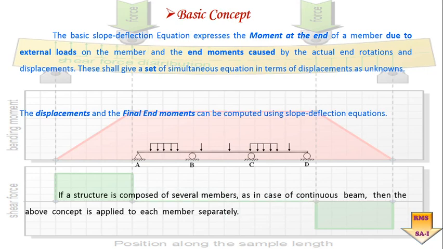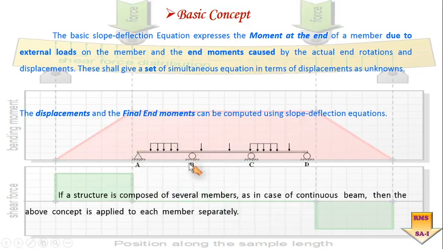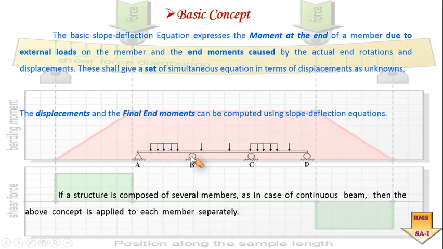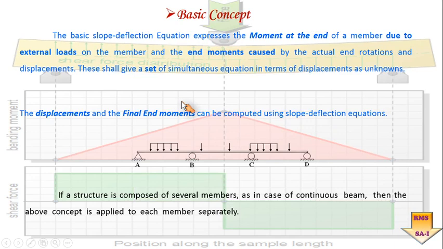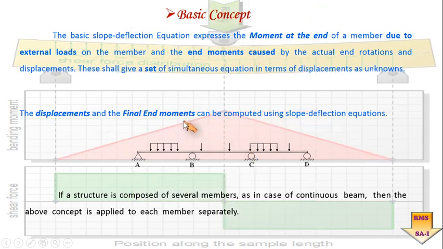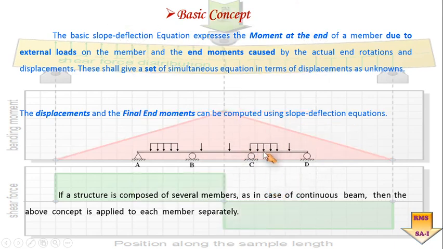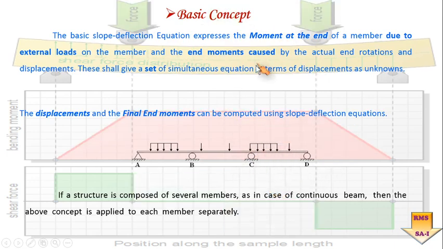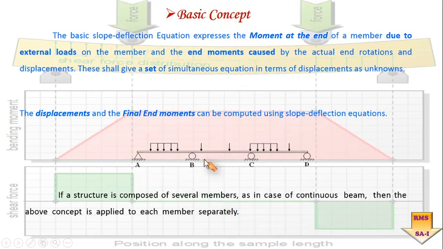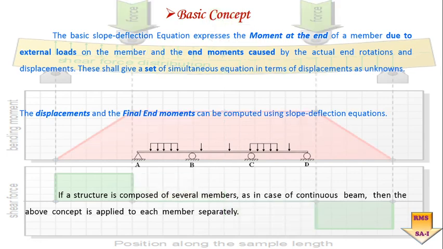Now, when it comes to a continuous beam, how is it to be applied? It's very simple. Consider the spans individually. Consider span AB first, do all this, then proceed with span BC, observe all the same mathematical part, and then consider the last span and observe the same procedure again. This is how we get the final solution by the slope deflection method.